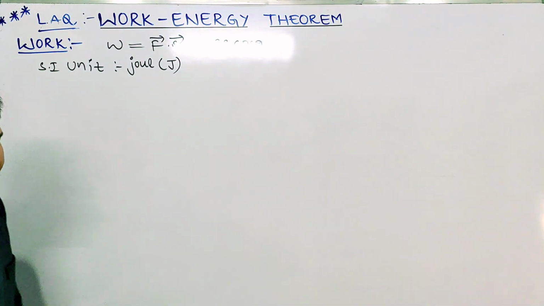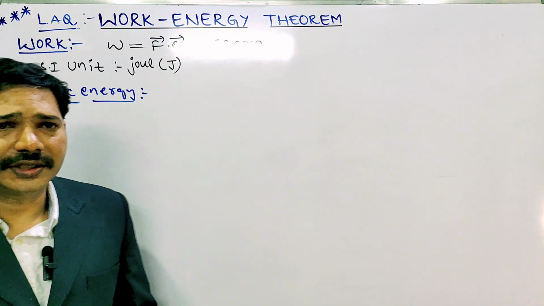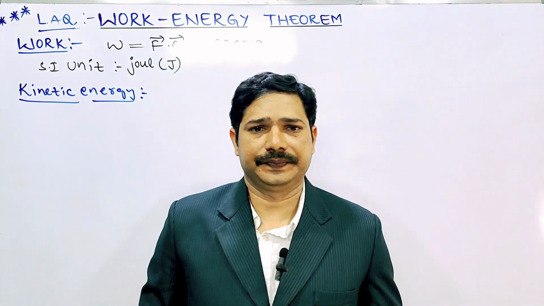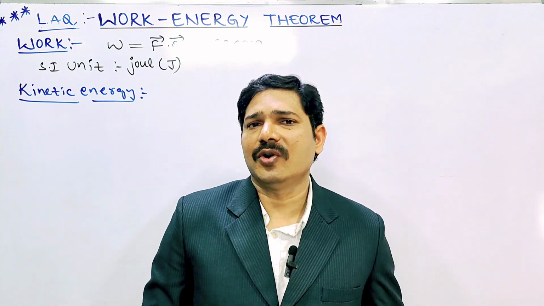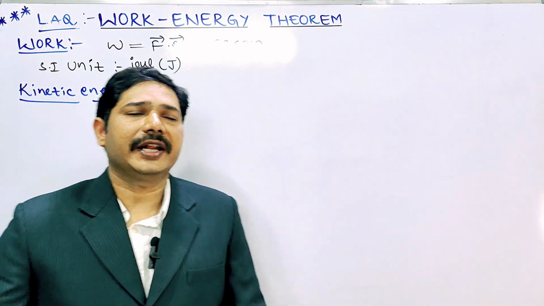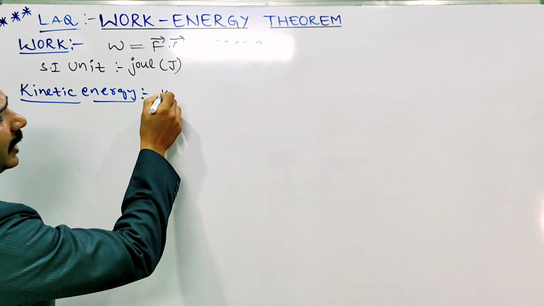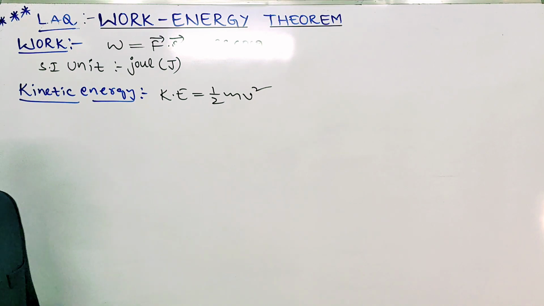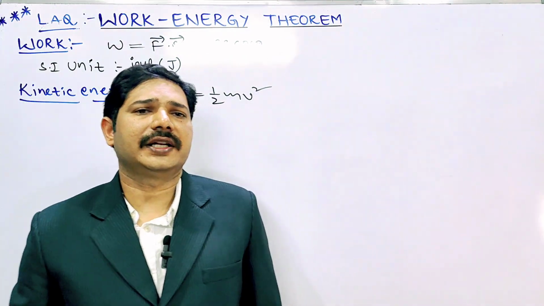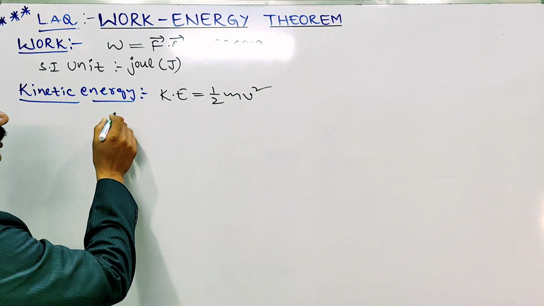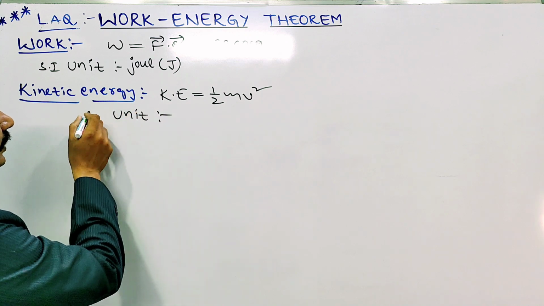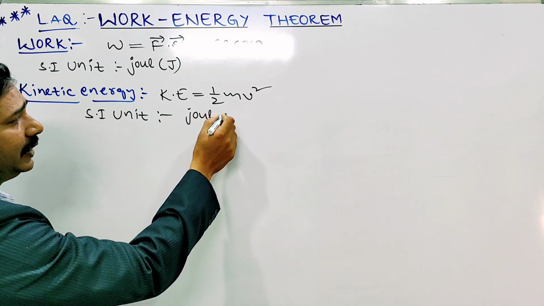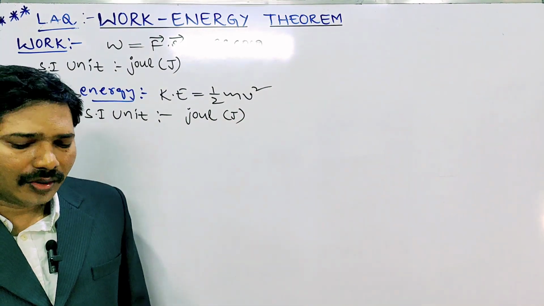Next, what is kinetic energy? We discussed kinetic energy and potential energy in the previous question. Kinetic energy means the body should be in motion. The energy possessed by a body by virtue of its motion is called kinetic energy. The formula is KE equals half m v square. First of all, you have to write these definitions, then the formula and unit. The SI unit of kinetic energy is the same as that of work, that is joule, symbol J.